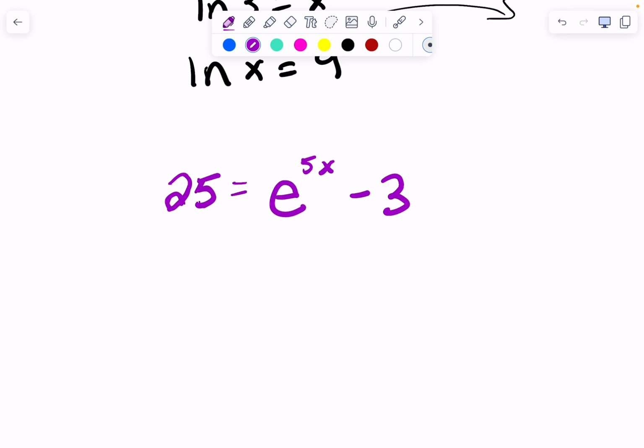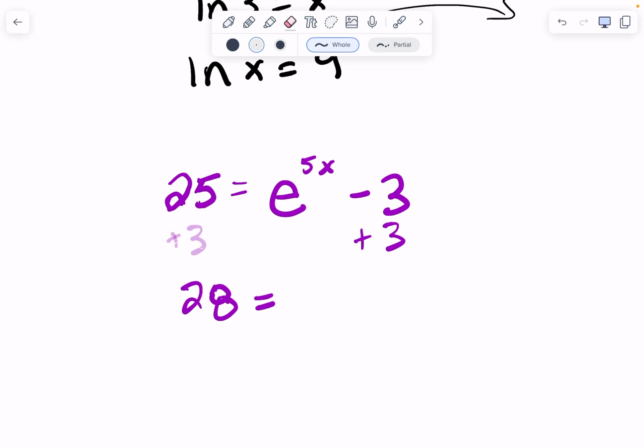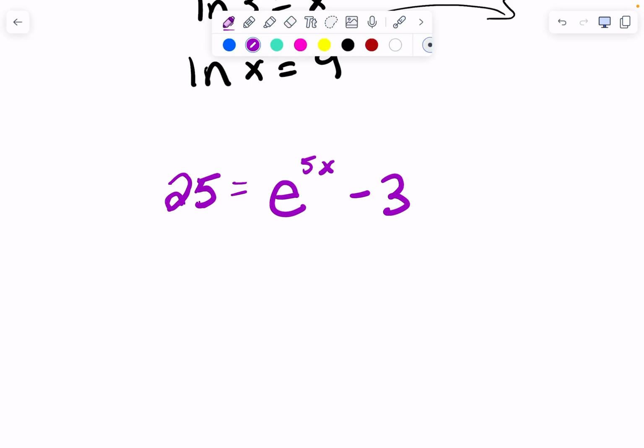ln of 28 divided by 5. You add the 3 over first. Jace, algebra first. You add the 3 over and you get 28 equals e to the 5x power. Now we're stuck. Now switch it to the other form. You know how to switch it, right?